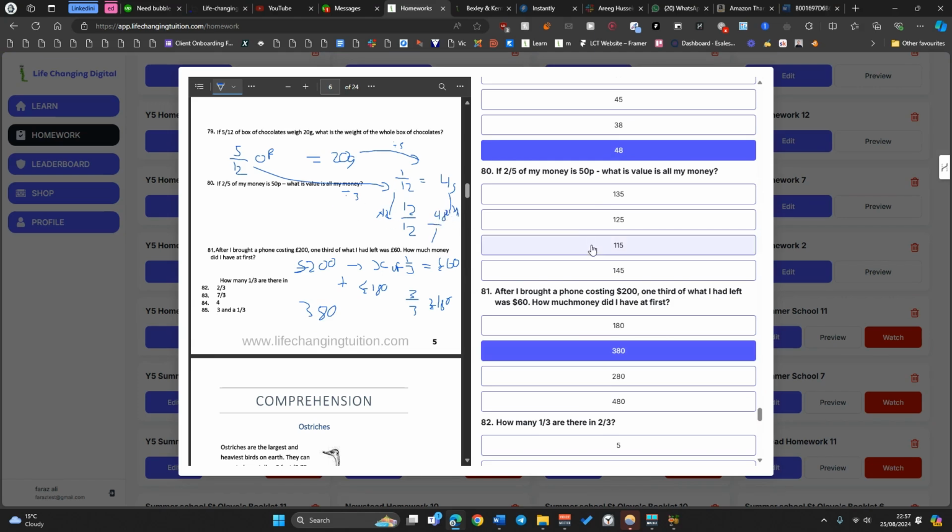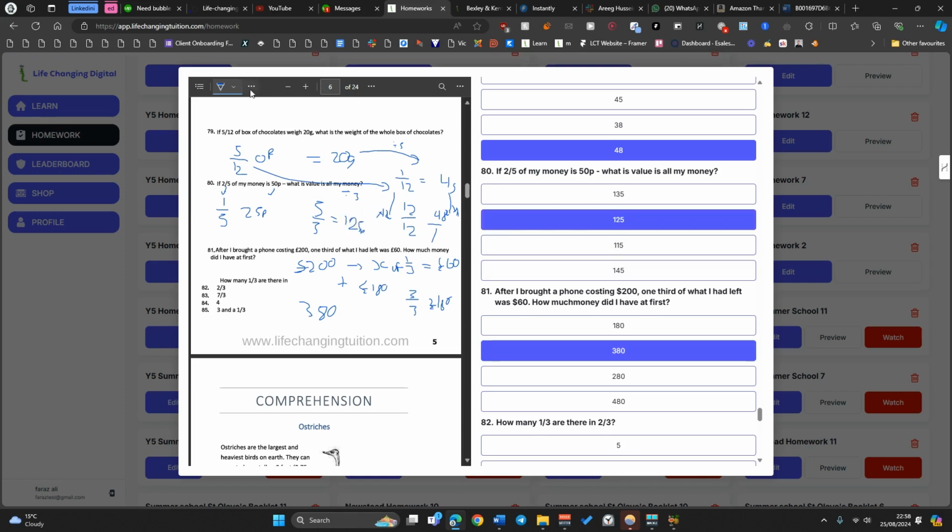I forgot to select this one, I believe. It looks like I forgot to do question 80, sorry. Let me go back to question 80. So 2/5 of my money is 50p. What is the value of all of my money for question 80? Again, we can find out what 1/5 is, which is basically just divided by 2. So that'll be 25p is 1/5. And what is 5/5? It's going to be times by 5. So it's just going to be 125p. So that is the answer here.